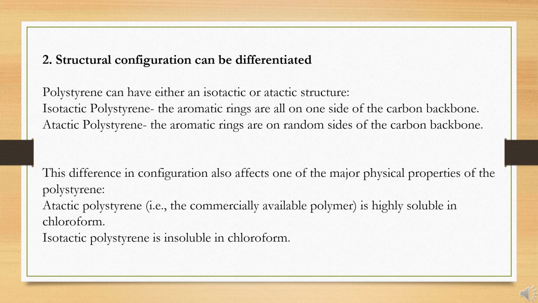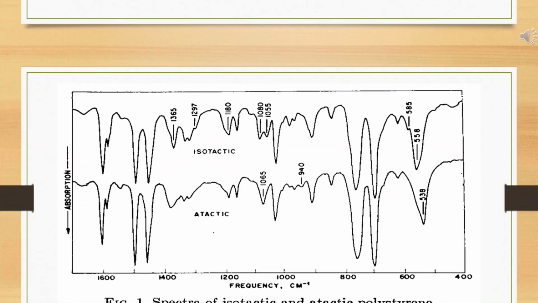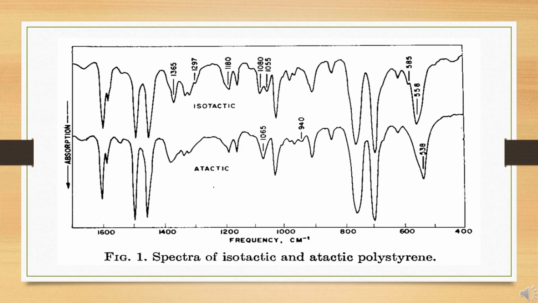Atactic polystyrene, which is the commercially available polymer, is highly soluble in chloroform, while isotactic polystyrene is insoluble in chloroform. This figure shows the spectra of isotactic and atactic polystyrene. It can be seen that although the gross spectral features are similar, there are a number of small, subtle, but significant differences between the two spectra.